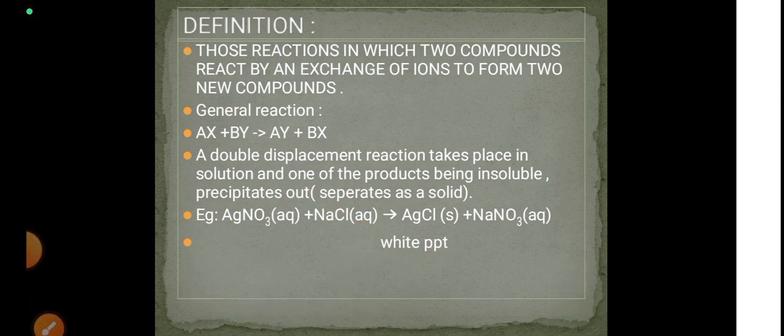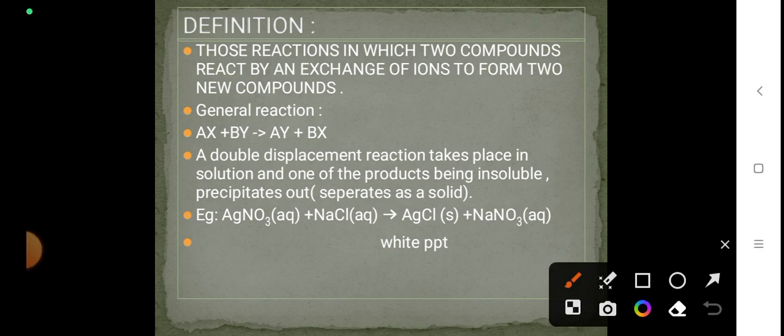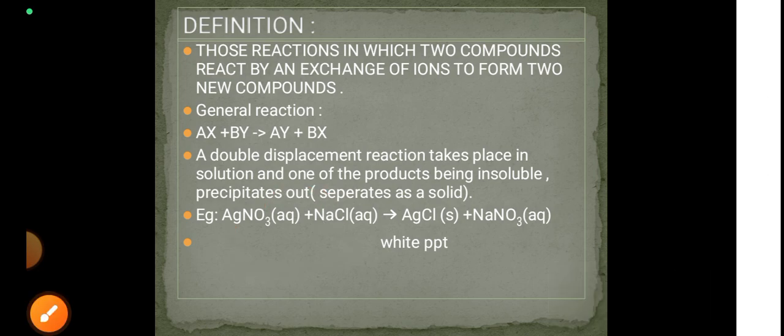Again looking at the two reacting species, silver nitrate is an ionic salt, sodium chloride is an ionic salt, and silver is Ag plus, nitrate is NO3 minus. Similarly, Na is Na plus and Cl minus. So it is an interaction between two ionic compounds, and hence there will be exchange of ions. Ag plus will interact with Cl minus to form AgCl. Similarly, Na plus will interact with NO3 minus to form NaNO3. Here the white precipitate, that is AgCl, is obtained.